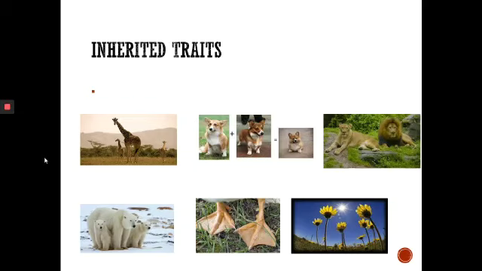So, in genetics, we said that traits pass from one generation to the other. We get our physical traits from our parents, and these traits are called inherited traits. Inherited traits are features that are passed from one generation to the next. For example, your eye color. We get it as an inherited trait, so we inherited our eye color from our parents.